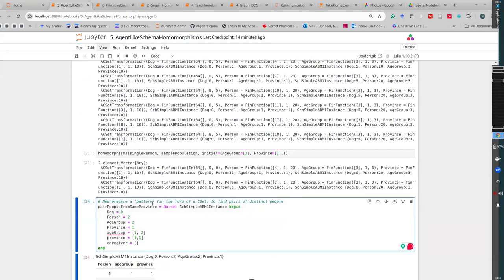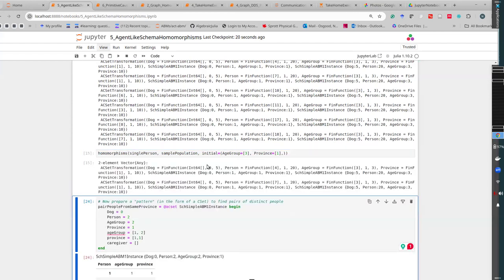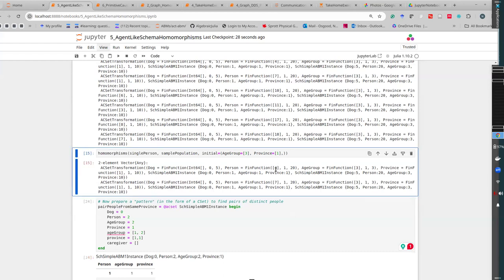Okay, but now we're going to do something a little bit more interesting. So we found all persons in the population. That's kind of cool. But now let's do something a little bit more sophisticated, okay? One thing we could do is say, hey, find me all people in age group three who are in province one, okay? And the syntax for that is here. People in age group three in province one are the following. Well, there's person four.